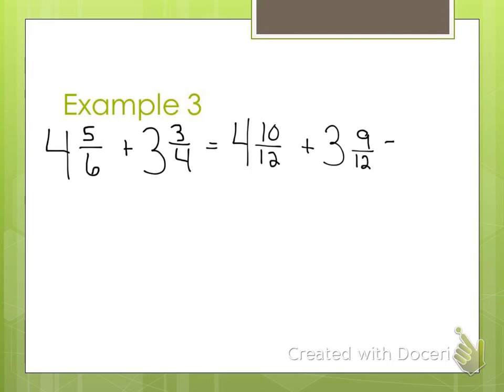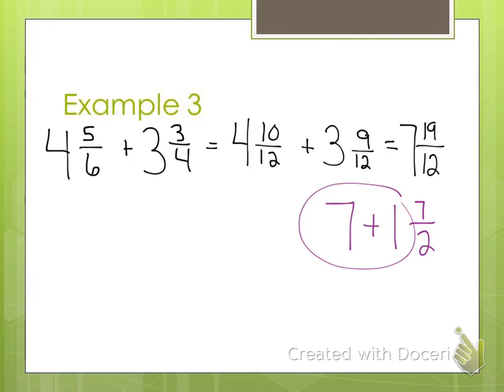4 plus 3 is? 7. 10 plus 9 is? 19 over 12. Uh-oh. What is this? Very good. It's an improper fraction. Now, you don't have to write this, but I want to show you. This is the same thing as 7 plus, what is this as a mixed number? 1 and 7 twelfths. So, 7 plus 1 is 8.